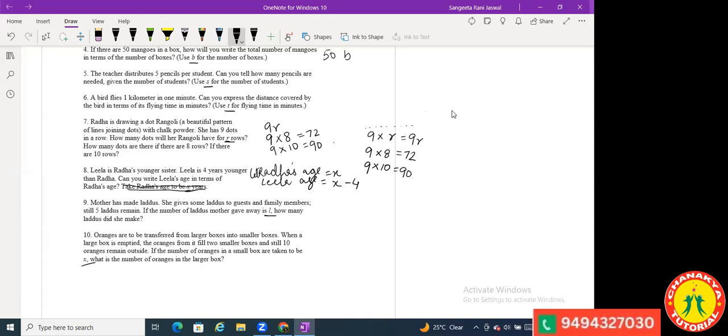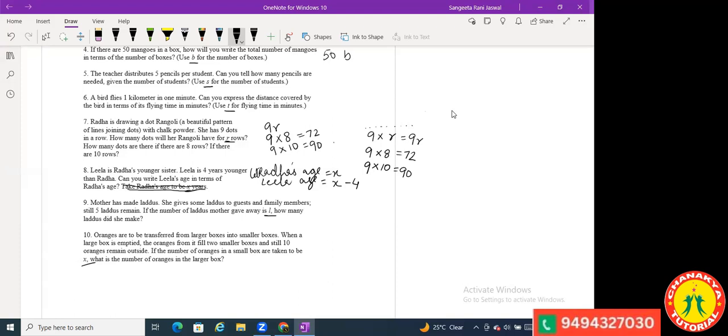But in your exam, you will not get this. You will just get the question and you will not be told what to take as a variable. So there you have to decide yourself what to take as a variable. How do you decide that? The thing of which you are not given any information, you take that as a variable.